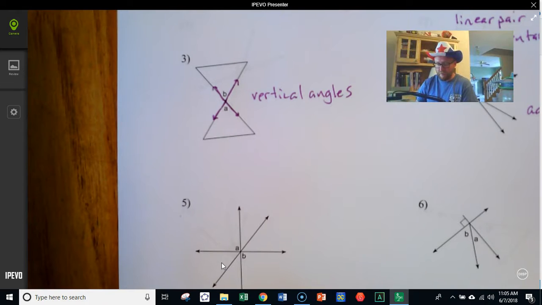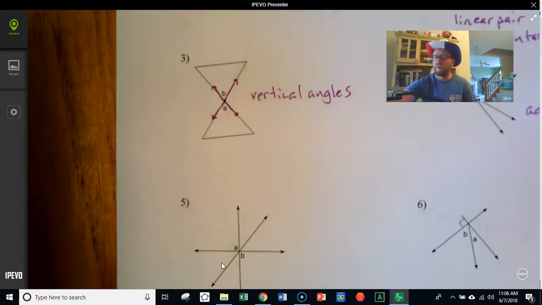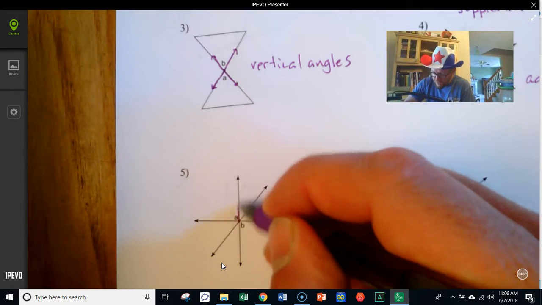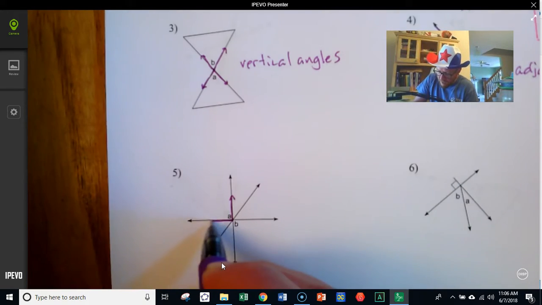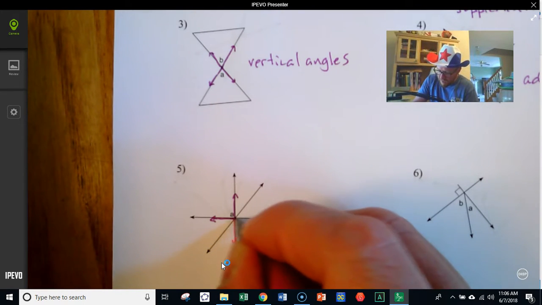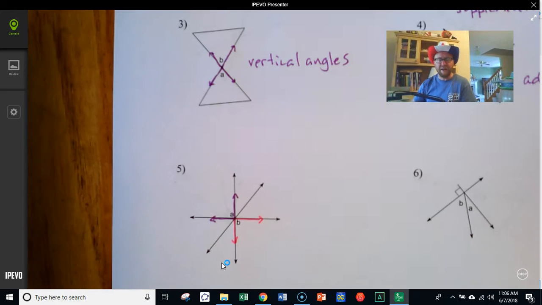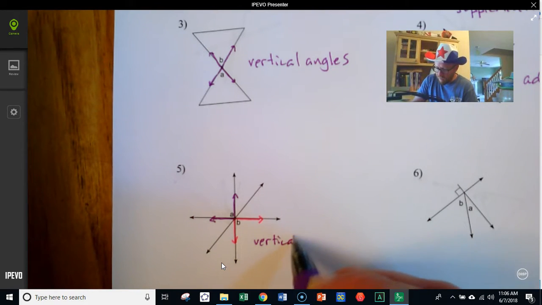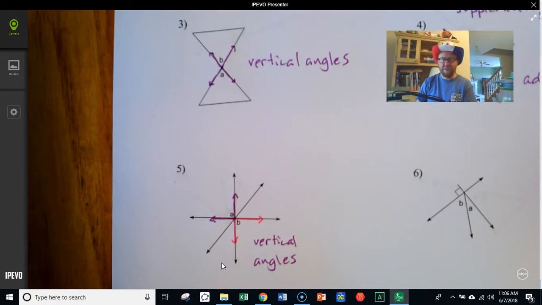All right, let's see what else we got here. Oh, let's see down here. Now notice how the sides for angle A, kind of draw them in there, and the sides for angle B, oh, they make that X thing again. So these are vertical angles. Now, they do look like they are both right angles, which would mean that they add up to 180 degrees, which would make them supplementary.